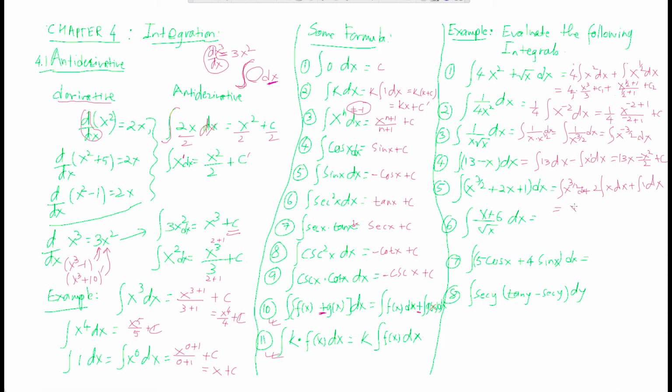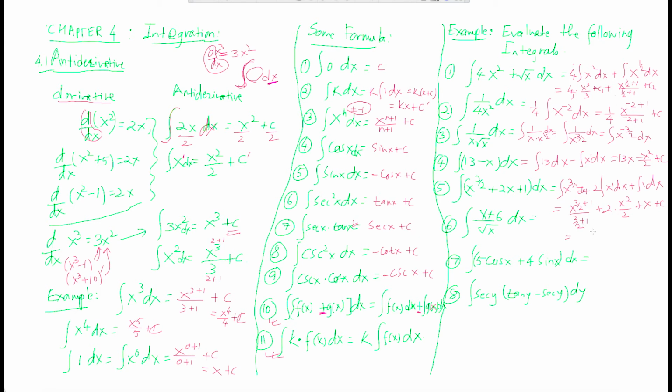What is that? X to the 3/2 plus 1 over 3/2 plus 1, right? Plus 2 times x to the 1 plus 1, right? X, because there is x to the 1. So x to the 1 plus 1 is x squared over 2 plus c, but I'll write the whole c at the end. So plus the integral of 1 is x, because the derivative of x is 1, that's why the integral of 1 is x. And I write plus c at the end. That c is the combination of all the constants you get from each term.